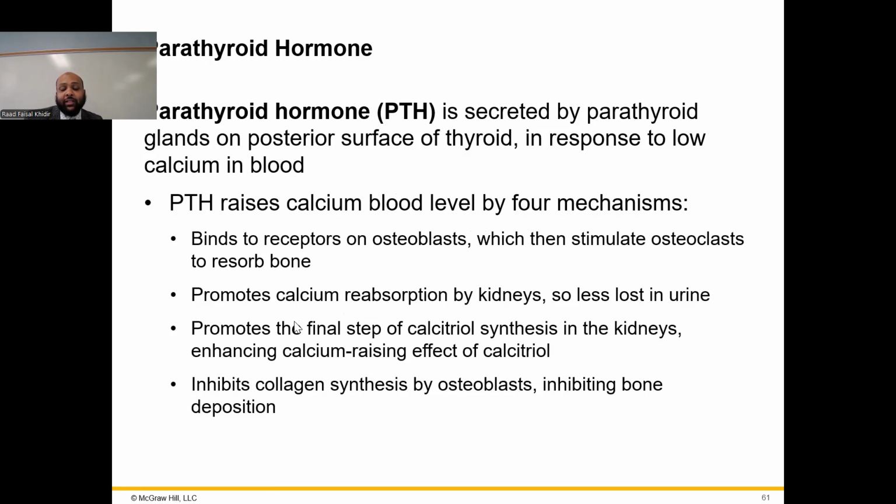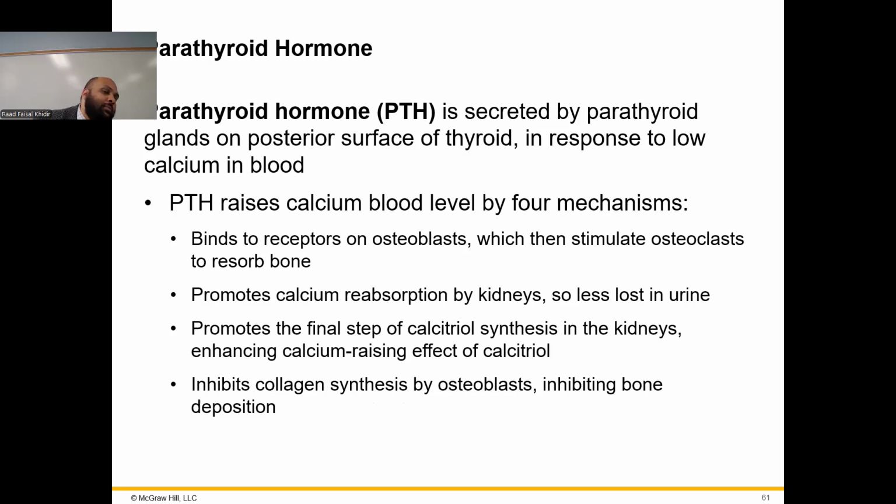They promote the final step of calcitriol synthesis in the kidneys, enhancing the calcium raising effect of calcitriol. They inhibit the collagen synthesis by osteoblast, inhibiting bone deposition. So they inhibit the collagen synthesis by osteoblast because we want to break down the calcium.